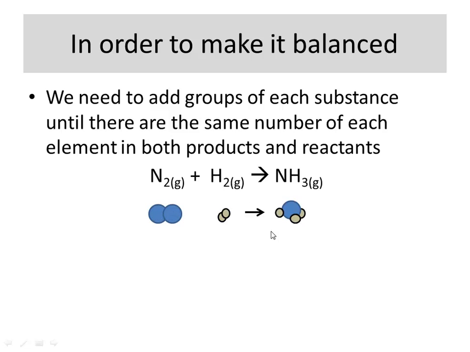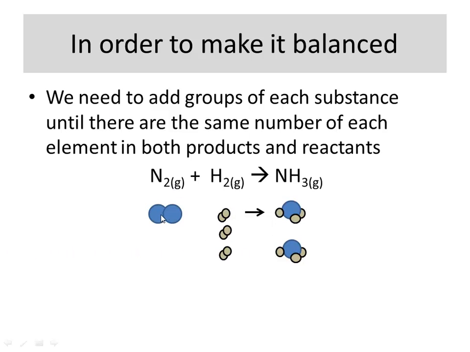Two. I only have one on the product side. But I can't just add an N. I have to add a whole group of NH3. Please, just bear with me. So it would be NH2? Nope, it would be 2 NH3. Then we have to add 2 more groups of hydrogen.